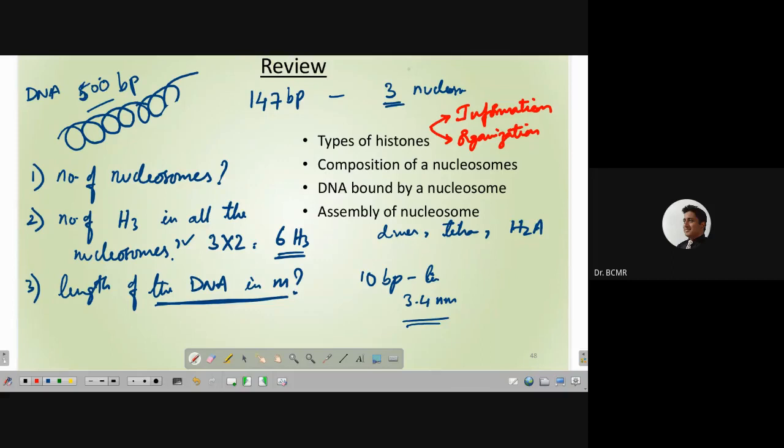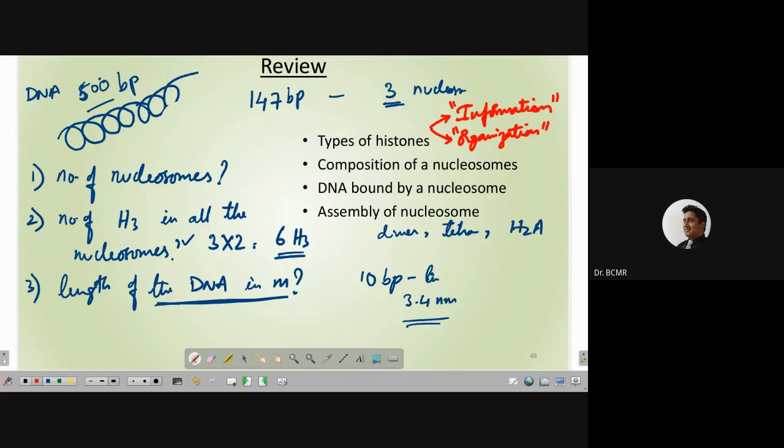Yes, so we were talking about two levels. First is at the information level, where we are learning about how the genome is organized: unique sequences, repetitive sequences, intergenic sequences, and so on. The second way of looking at it is how the genome is physically organized, what kind of proteins, the supercoiling, and many other things like that.